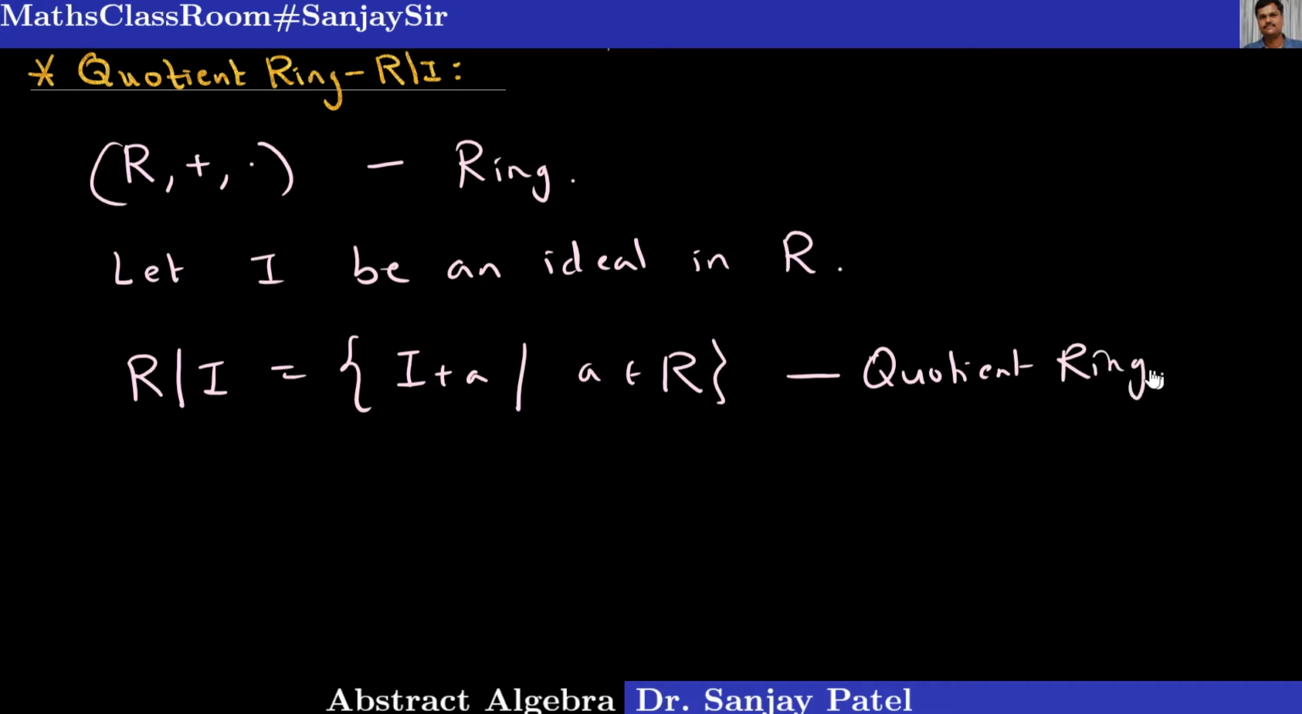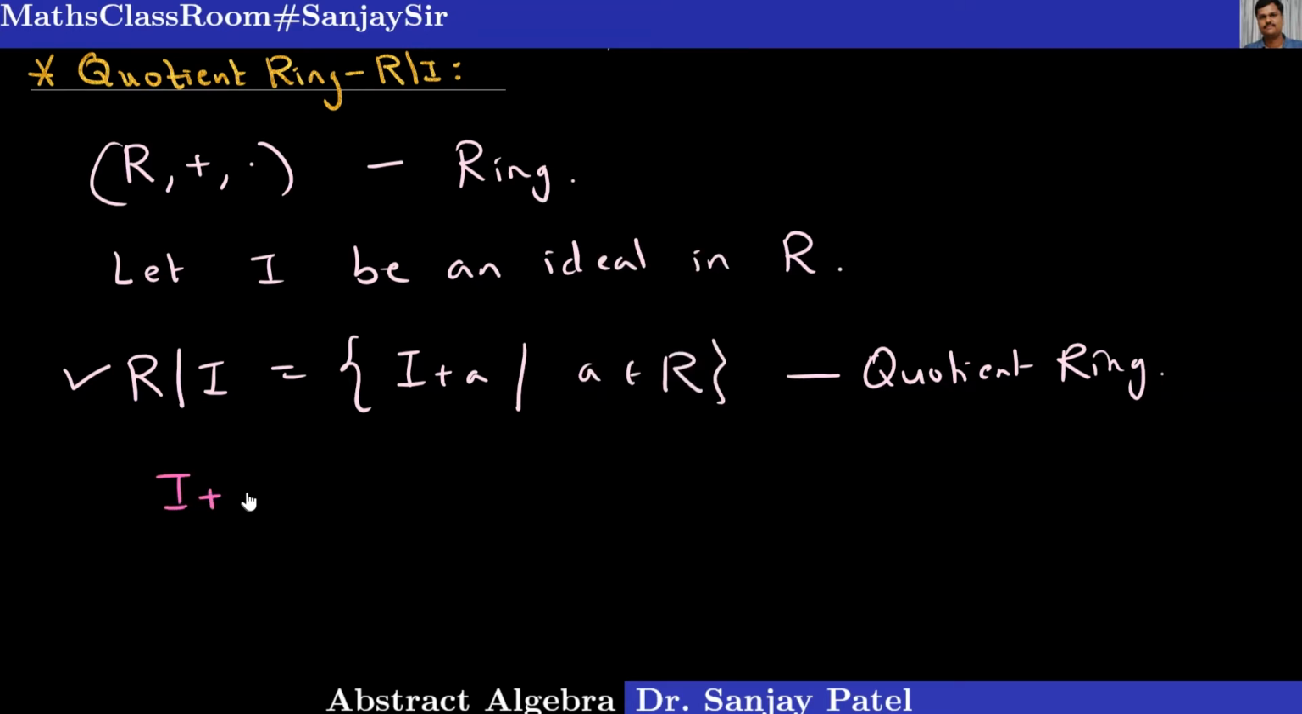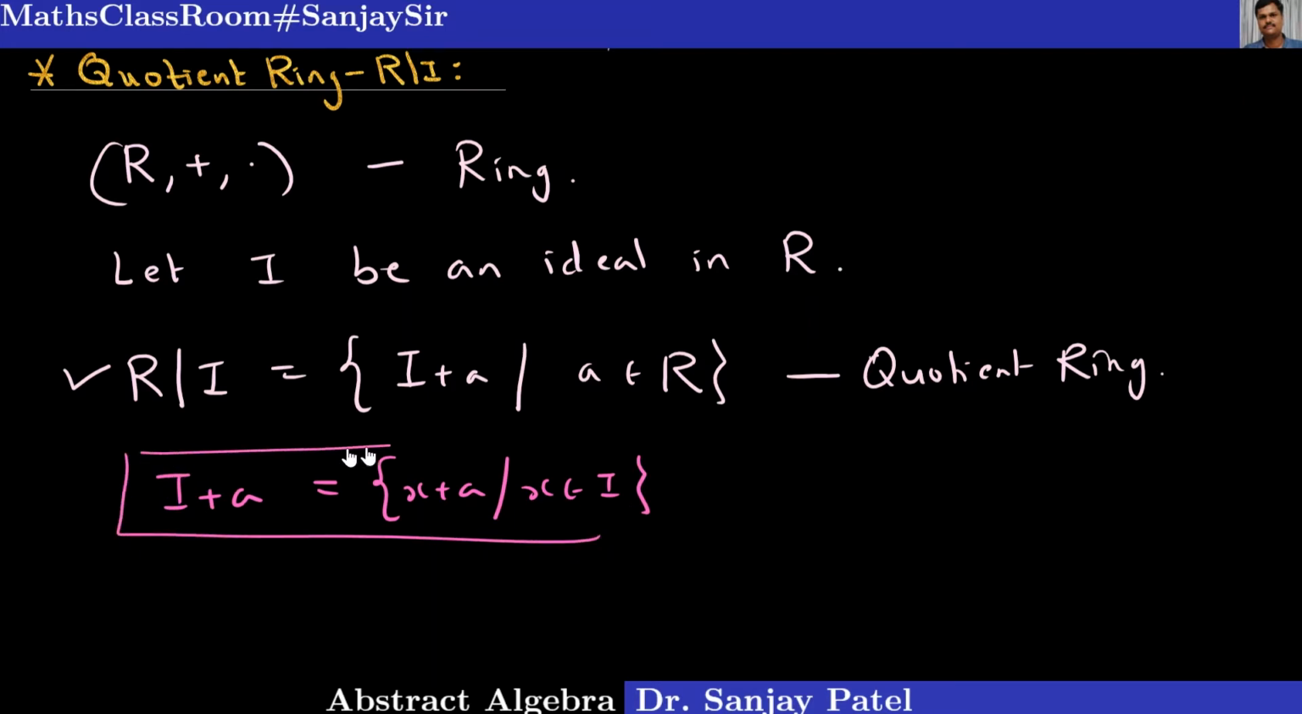To prove that this is in fact a ring, I need to have two operations in R mod I. Remember, the elements of R mod I are not simple numbers or single elements. They are sets. Each set of the form I plus a is a coset, and it is a set of elements of the form x plus a for different x belonging to I. So this is called a right coset, and we collect all such sets and put them in this set, and that set is our R mod I.